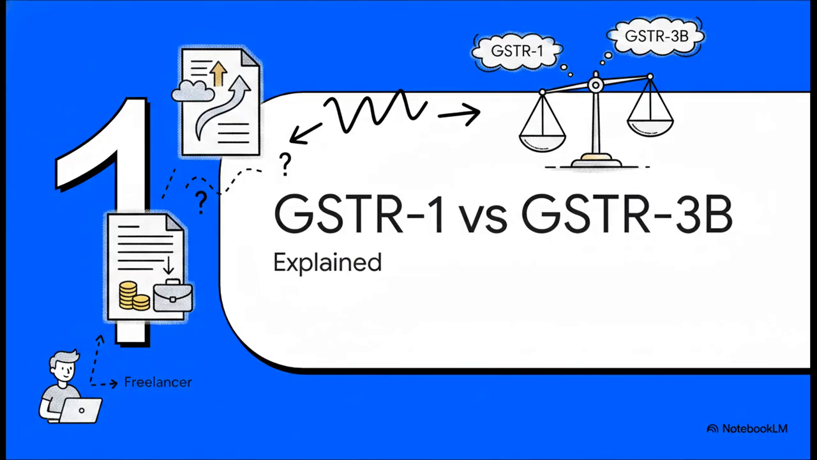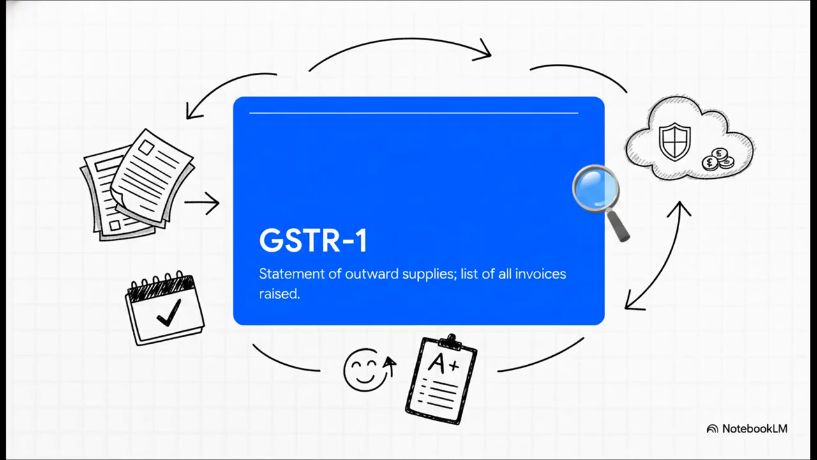All right, let's dive right into Section 1, GSTR1 versus GSTR3B explained. These two acronyms are probably the most confusing things on the portal, but they actually serve completely different purposes. Let's start with GSTR1. The portal calls this a statement of outward supplies, but in plain language, it's simply a detailed list of all the invoices you've raised during the month or quarter. You're basically telling the government, hey, here's exactly who I billed, how much I charged them, and how much GST I collected. Think of it as your business's report card.